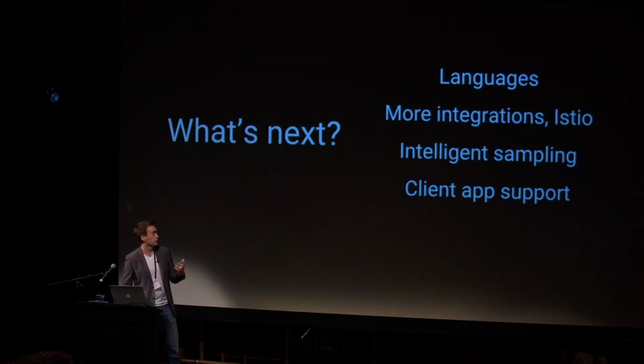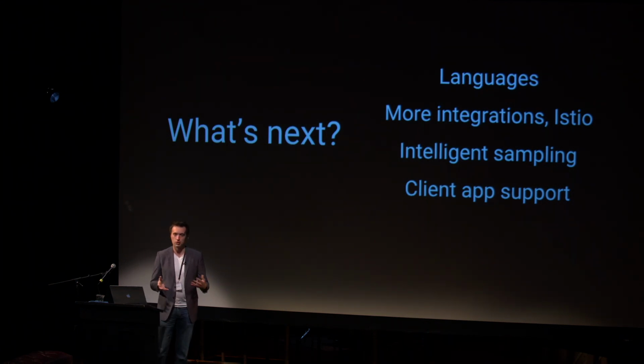The first is just finishing our language support. As I mentioned before, we have full support for C++, Java, and Go. In the next few weeks, we're going to have tracing and metrics support for Ruby, Python, and PHP. And then that's going to be followed with tracing and metrics support, which we're just starting from scratch on, for Node.js and .NET.